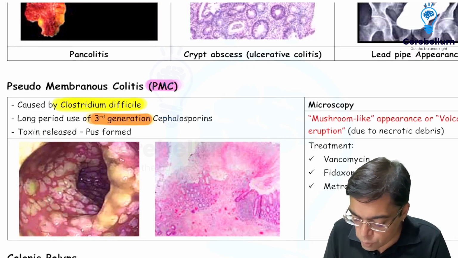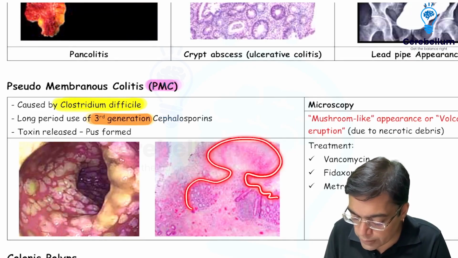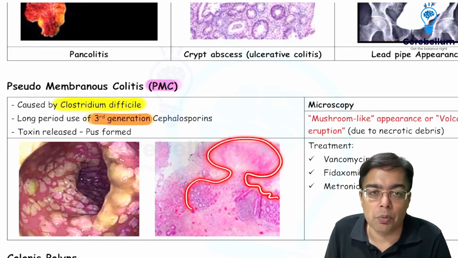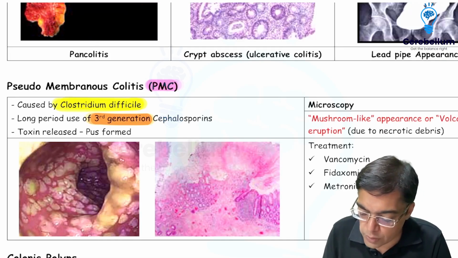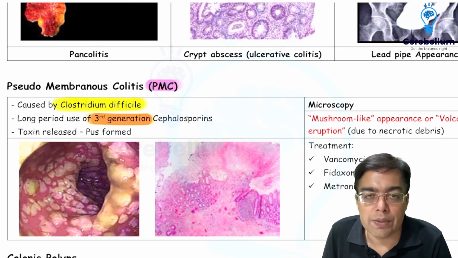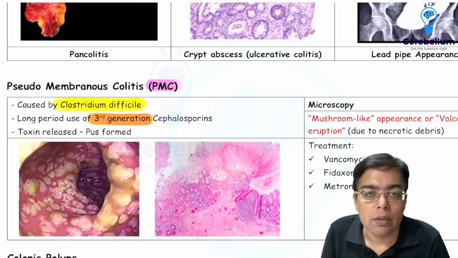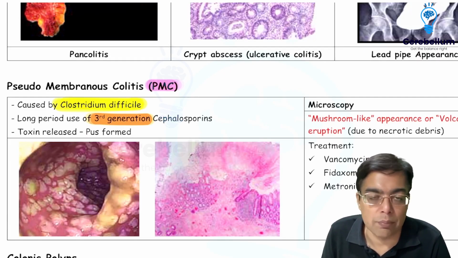Microscopically, you could be having the presence of a mushroom-like growth or the presence of a volcanic eruption due to the debris. And this is a condition that is given the name of pseudomembranous colitis, also called antibiotic-associated colitis, which may respond, so that if you give antibiotics sufficient to kill the Clostridium difficile, the patient is going to be having a remission, right?